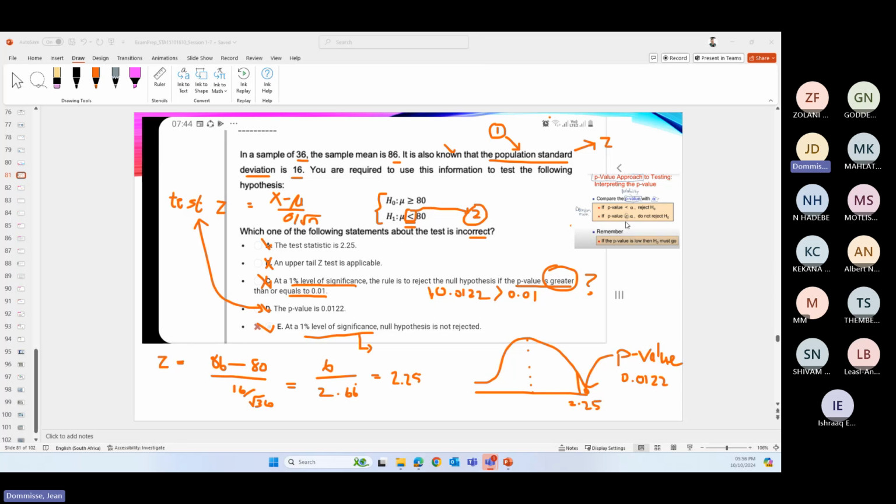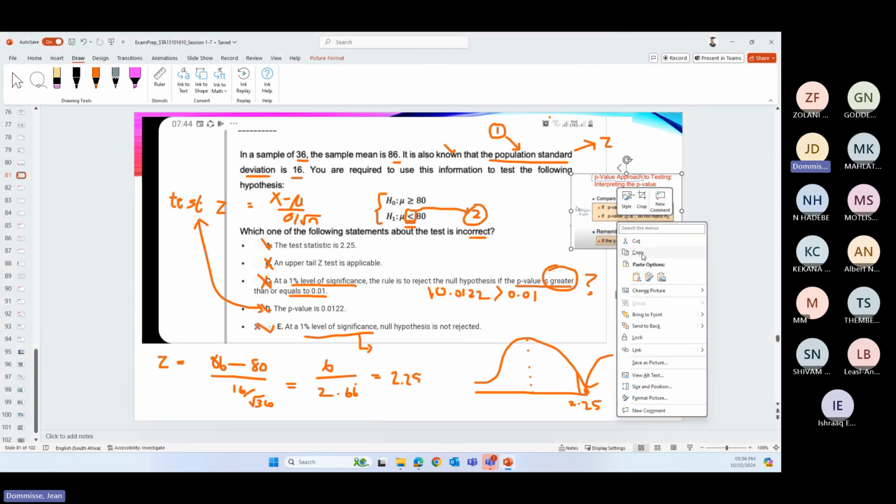And here we see the p-value is 0.0122. If that is bigger than the level of significance, which is 0.01 because it's 1%, we do not reject the null hypothesis. So E is correct, but C is incorrect. So there are two in this one that are actually incorrect.